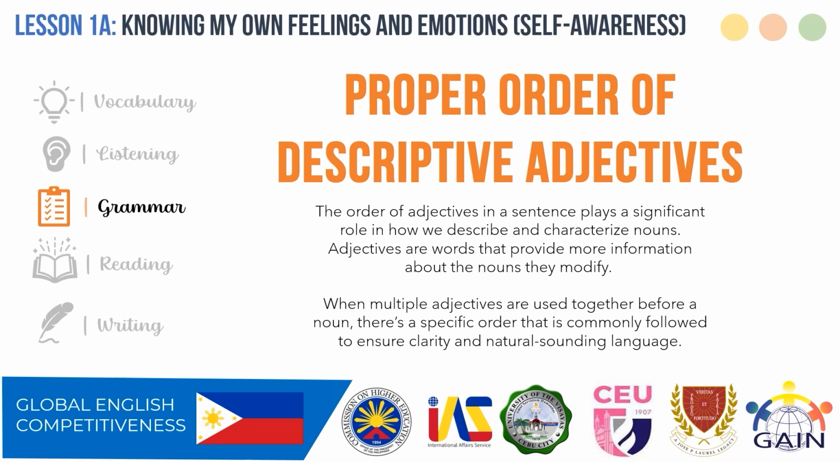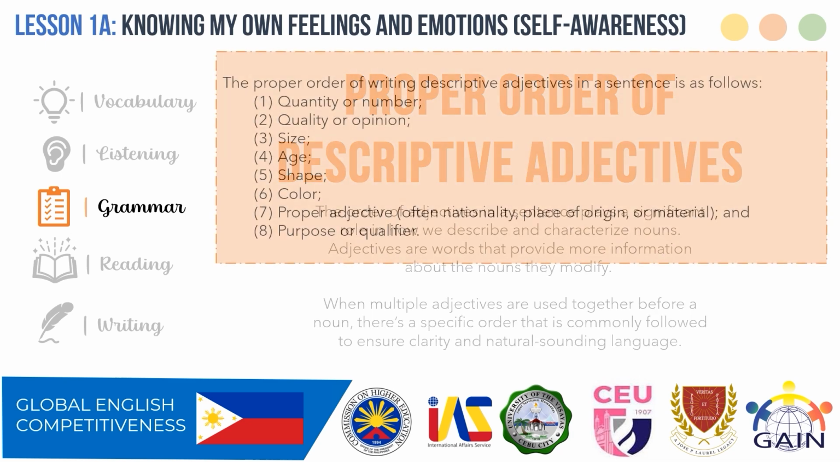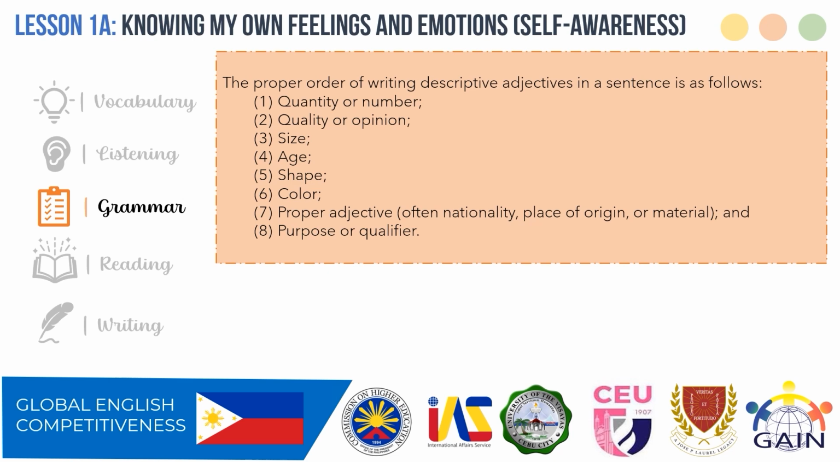Moving on, let's talk about the proper order of descriptive adjectives. The order of adjectives in a sentence plays a significant role in how we describe and characterize nouns. Adjectives are words that provide more information about the nouns they modify. When multiple adjectives are used together before a noun, there's a specific order that is commonly followed to ensure clarity and natural sounding language. Here's the proper order of writing descriptive adjectives in a sentence.